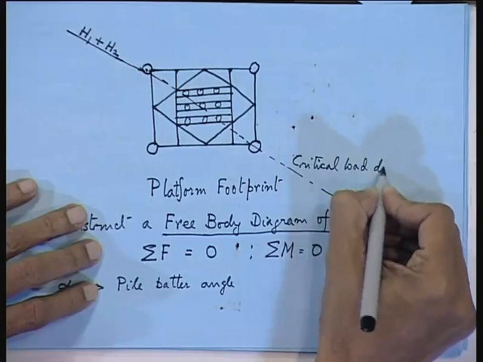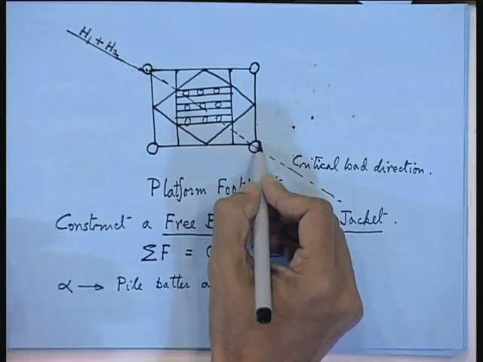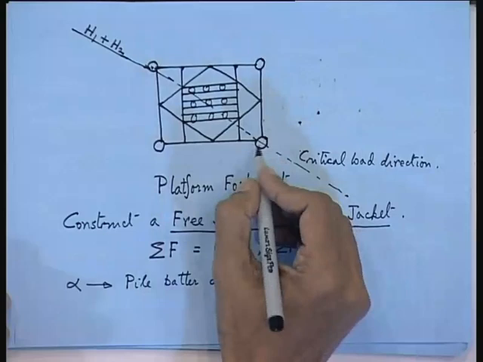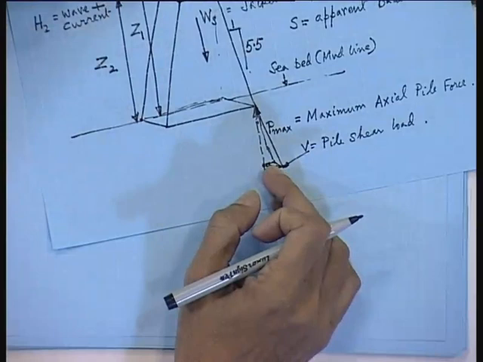Now remember, all the piles are not going to have the same load. So pile design, how are you going to do the pile design? Suppose your load is coming from one corner in the worst case scenario, so the worst loading will come in this pile. Say if you take your jacket, your load is coming from this direction. That means the main overturning moment is being resisted by this corner pile. Now what happens to this pile?